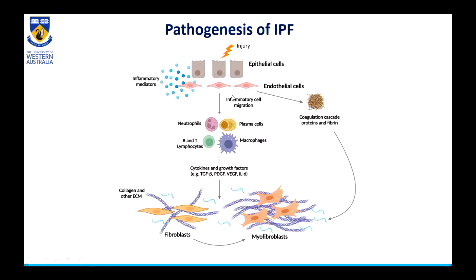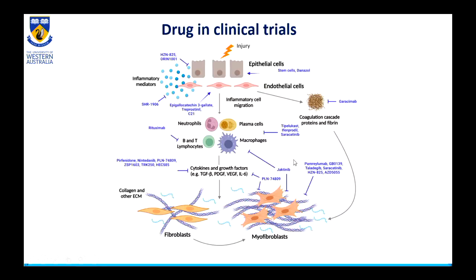You get inflammatory cell migration. All these immune cells are really, really important. Cytokines are released from them, including the ones we've talked about, TGF-beta, PDGF, VEGF. Interleukin-6 is another really important one, which signals through the STAT pathway. And then this basically leads to fibroblast, myofibroblast differentiation, collagen production, etc., and we get fibrosis.